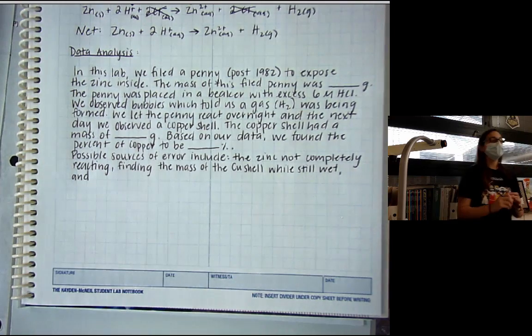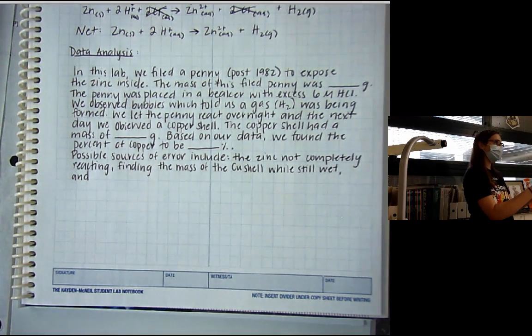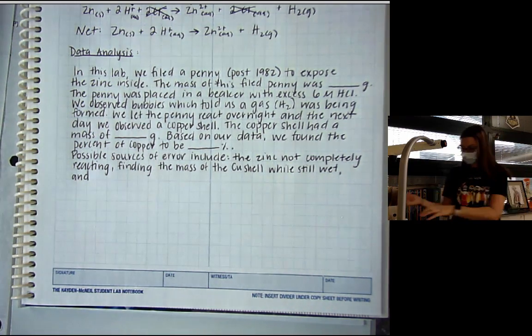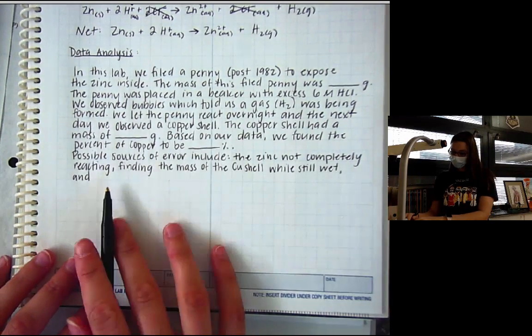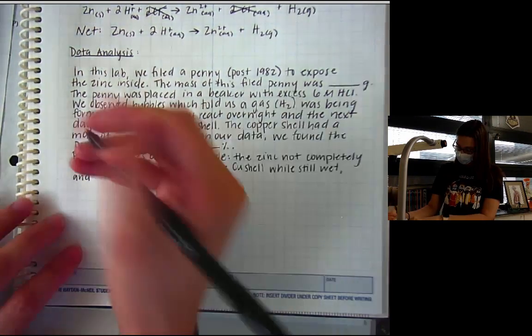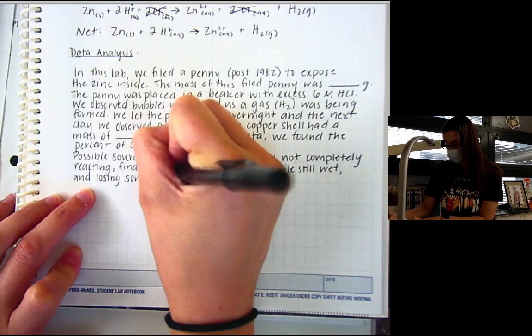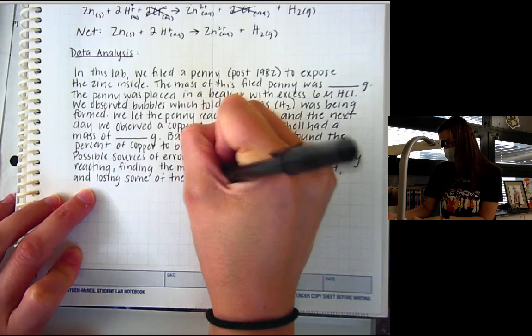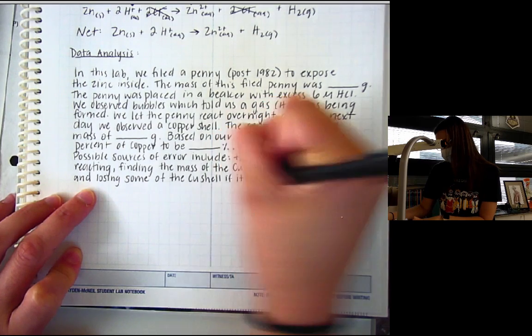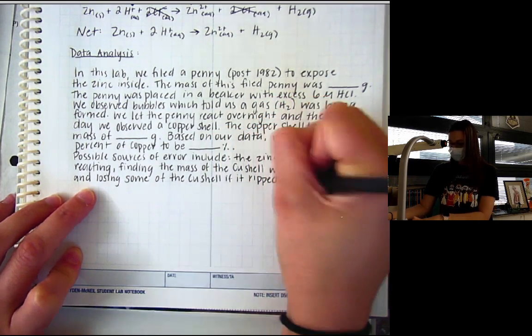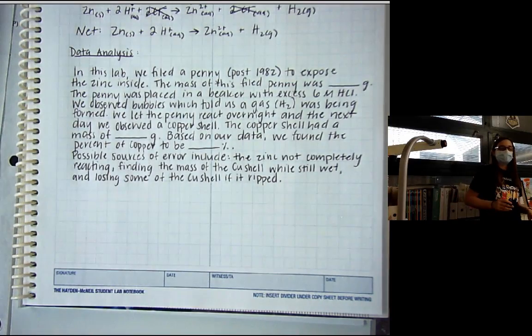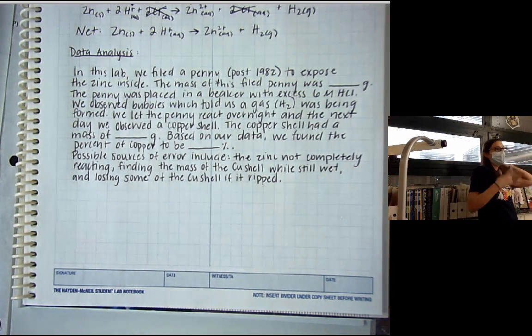So finally, the third one that I want to think about is what happens if somebody picked up the copper shell and it ripped in half? Well, if the copper shell ripped in half and some was lost on the lab table or on the floor, that's a possible source of error. So we have the zinc not completely reacting, finding the mass of the Cu shell while still wet, and losing some of the copper shell if it ripped, right, or tore. So I always just want us to think about what could have happened.